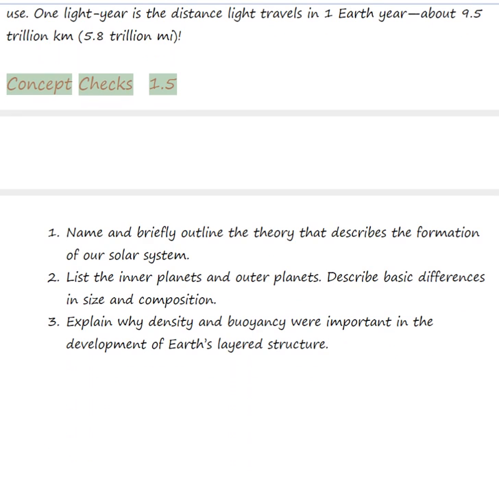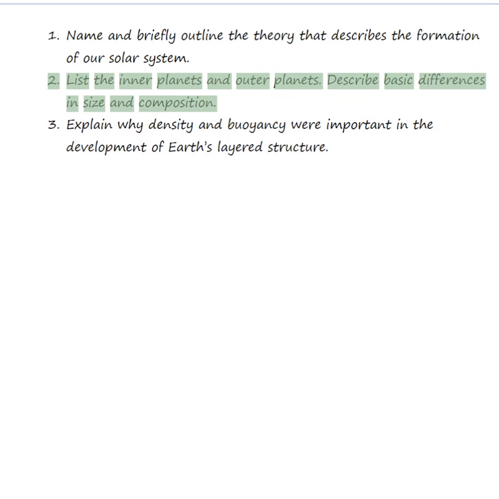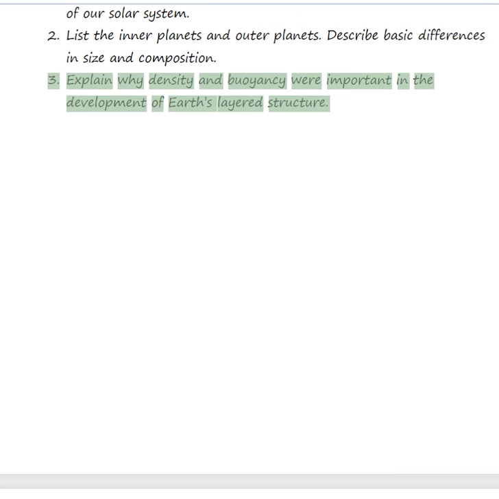Concept checks 1.5. 1. Name and briefly outline the theory that describes the formation of our solar system. 2. List the inner planets and outer planets. Describe basic differences in size and composition. 3. Explain why density and buoyancy were important in the development of Earth's layered structure.